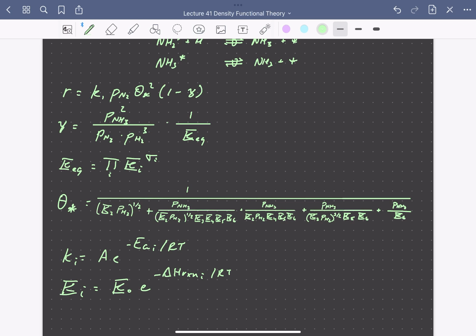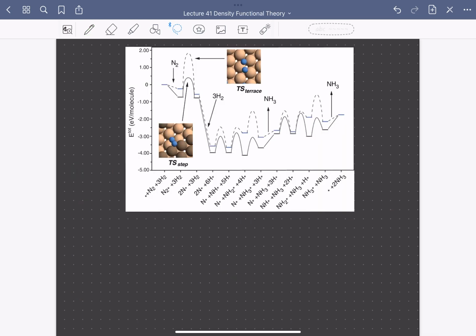for equilibrated elementary steps. So if we have a potential energy diagram, which we have shown here for ruthenium catalysts, both for terrace sites and for step sites, we can describe the rate quantitatively. So in the next few videos, we'll see how the expression can be greatly simplified based on the fact that all the reaction energies are not independent.